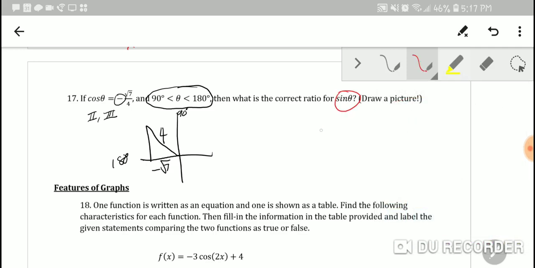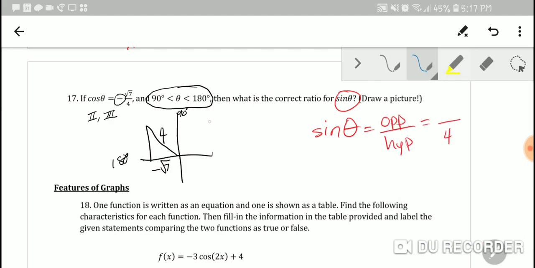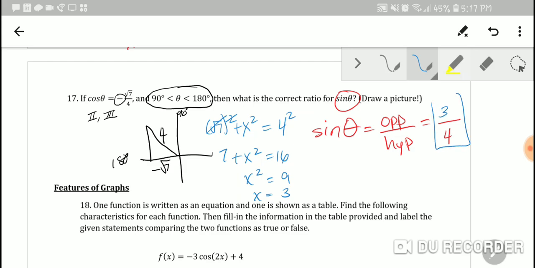We want to write the sine value, so we know sine is opposite over hypotenuse. We have the hypotenuse, which is 4. We just need to figure out the opposite side, which we can do using the Pythagorean theorem again. So we'll have √7 squared plus unknown squared is equal to 4 squared. The square and the square root cancel each other out. They're inverse operations. So x is going to equal 3 once we take the square root. So we put a 3 there, and then you're done.